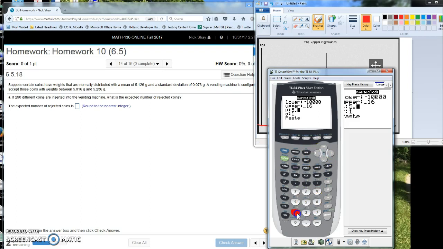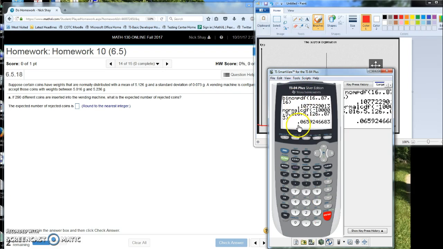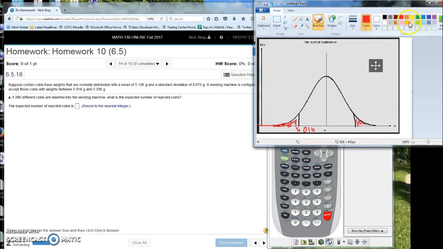So our mean is 5.126, and our standard deviation is 0.073. And when we run that number, we find that that area to the left is 0.0659, or 6.59%. So 0.0659. Again, sorry for having to write in paint, but it's better than nothing.